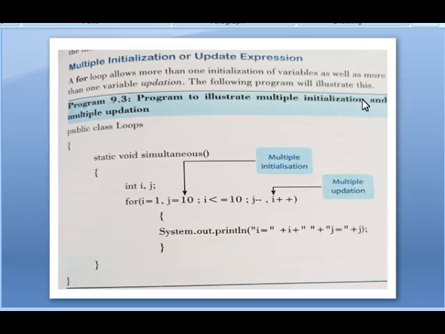Program to illustrate multiple initialization and multiple updation. So here you can see we are using this loop with i and j together. This is called multiple initialization because here the initial value of i is 1 and j value is 10. And multiple updation is also here, i plus plus and j minus minus. Here we are printing both the values of i and j. So this is called multiple initialization or update expressions.